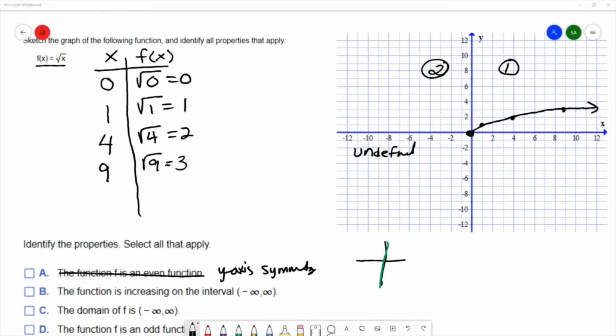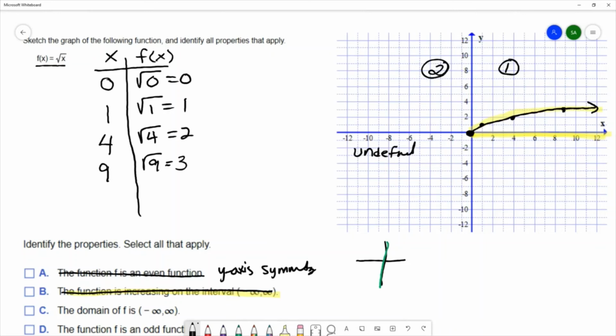Okay, the next property says the function is increasing on the interval from negative infinity to infinity. And this function is not defined on the interval from negative infinity to infinity. This function is only defined from 0 to infinity. So even though this function is increasing the whole time, it's only increasing from 0 to infinity. And so we would not select this property.